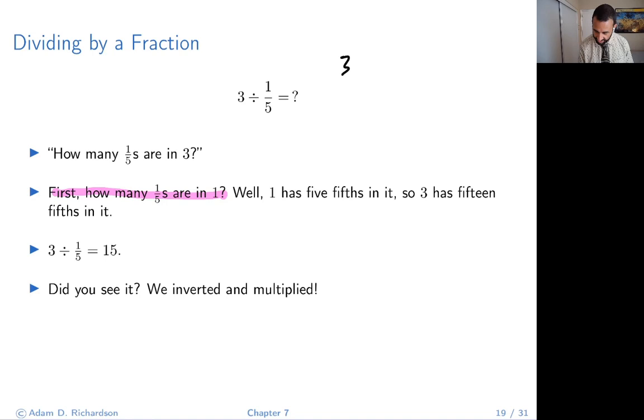3 is equal to 3 times 1. So rather than ask how many 5ths go into 3, let's just ask how many 5ths go into 1, and then we can repeatedly add that quantity 3 times. There you go. That's repeatedly adding, right? What's repeatedly adding? That's multiplication.